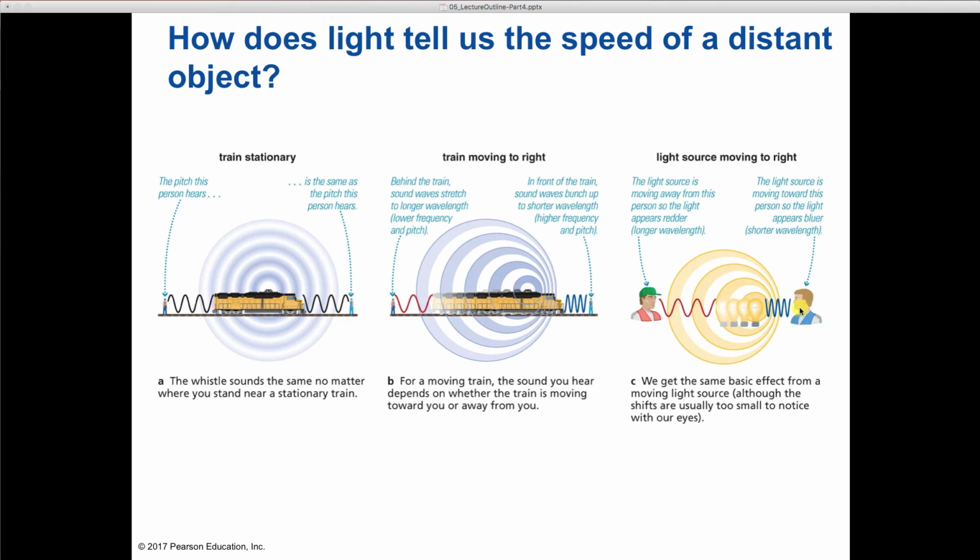If the source of light is traveling toward you, all the colors you see are going to have shorter wavelengths. If the light bulb or the source of light is traveling away from you, all the colors you see are going to have longer wavelengths.